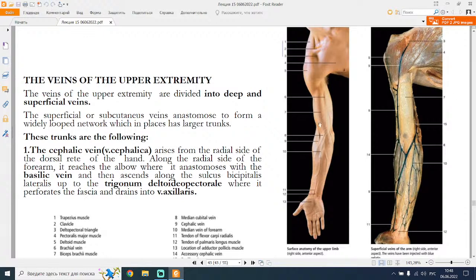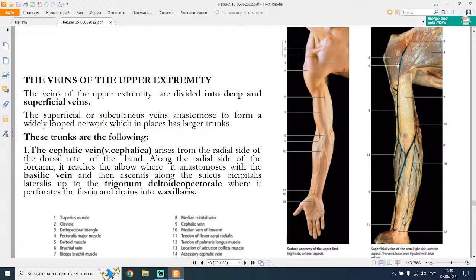Next question, the veins of the upper extremity. The veins of the upper extremity are divided into deep and superficial veins. The superficial or subcutaneous veins anastomose to form a widely looped network which in places has larger trunks. These trunks are the following: the vena cephalica.